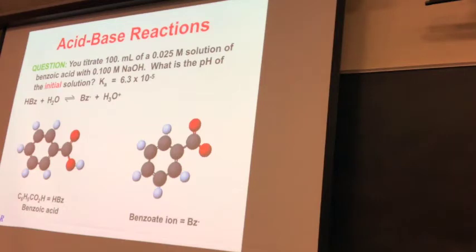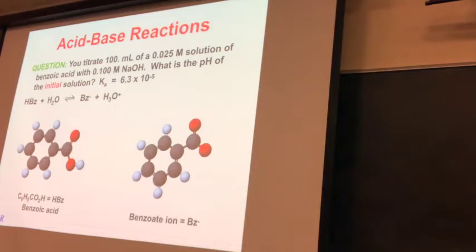That'll be a constant. Now we're adding in sodium hydroxide, a strong base. We're trying to find the pH of the initial solution, i.e. what it is before you've added any sodium hydroxide. And finally, if you have a weak acid or a weak base, you're going to have to find K somehow. So in this case, Ka is 6.3 times 10 to the minus 5. I'm going to abbreviate benzoic acid as HBz and benzoate as Bz minus, but this is the full formula.